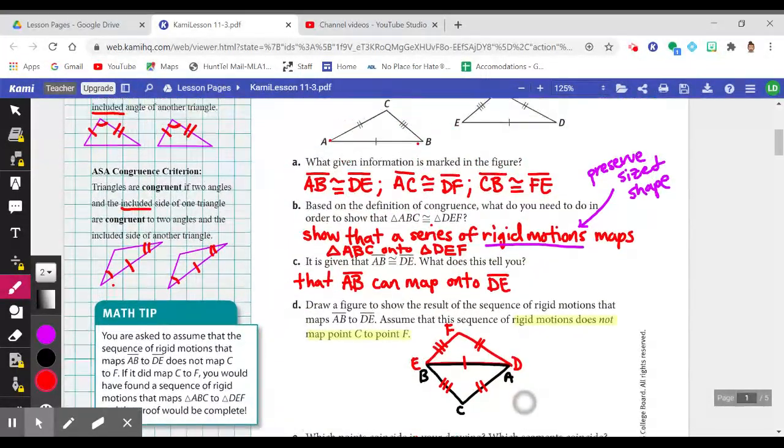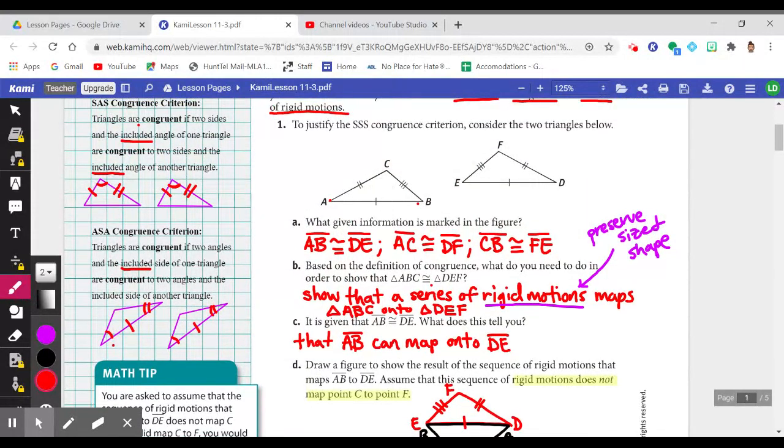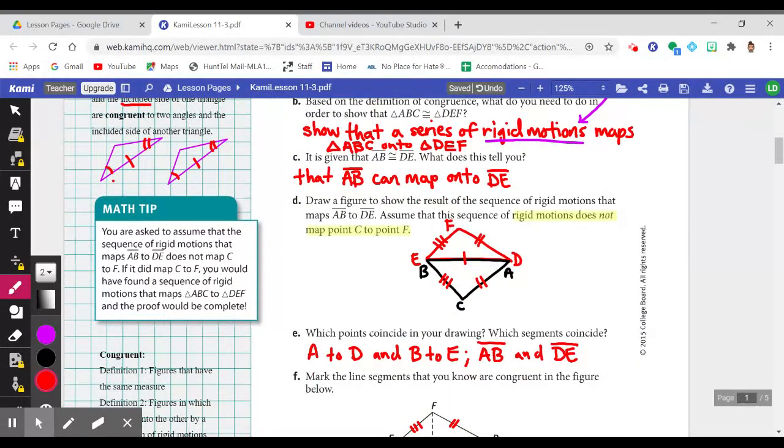Think about it. Hopefully we're imagining this triangle here rotating, and A is swinging out all the way to get to D, and B is swinging all the way to get to E, such that line segment AB maps onto line segment DE. And notice it says, assume that the sequence of rigid motions does not map point C to F. They don't want you to go ahead and put triangle ABC on top of triangle DEF. Really just trying to extend our understanding of rigid motions here.